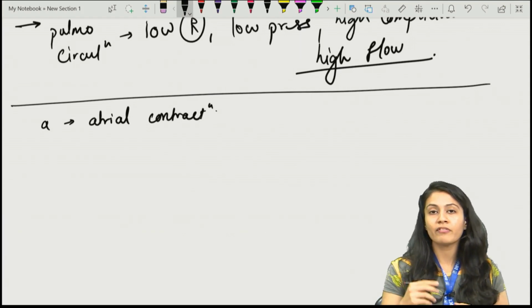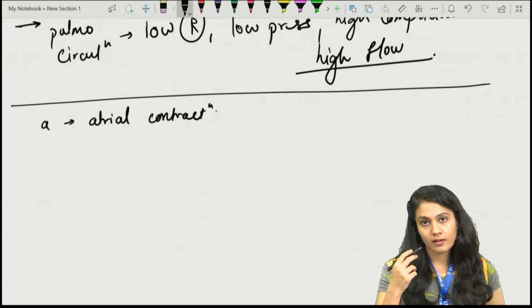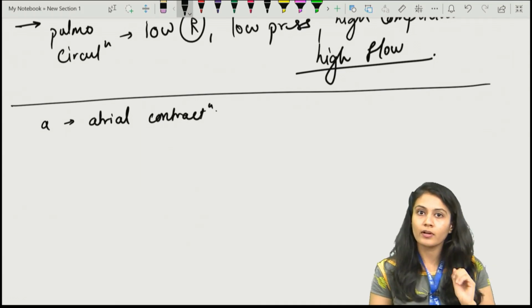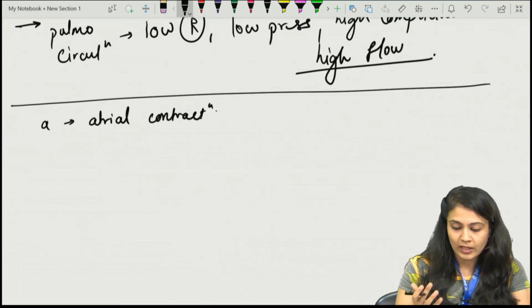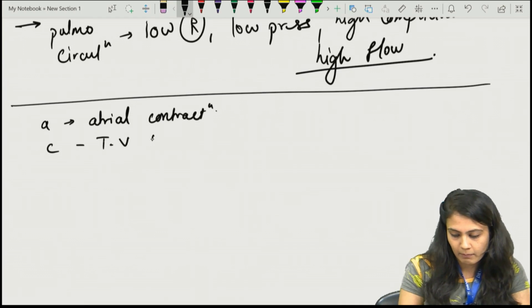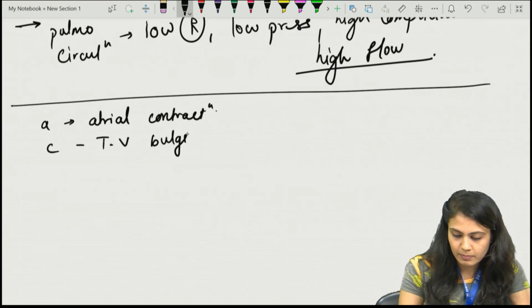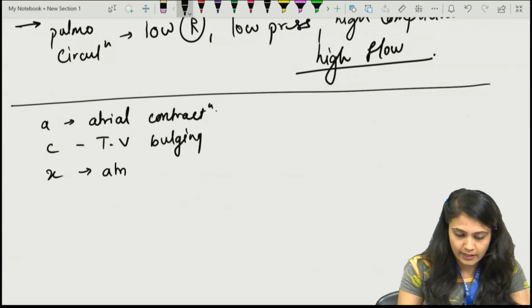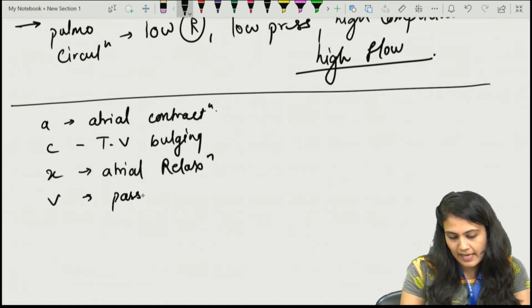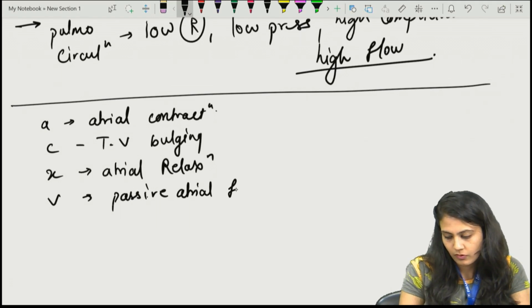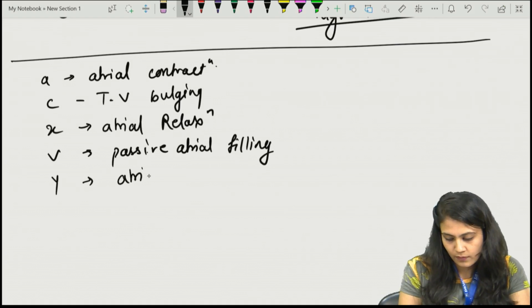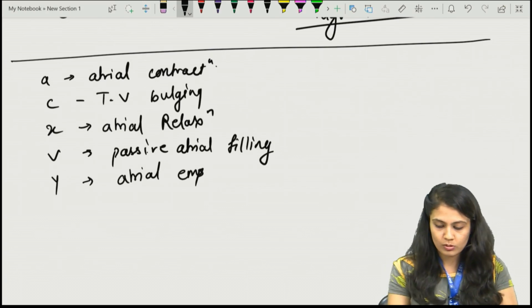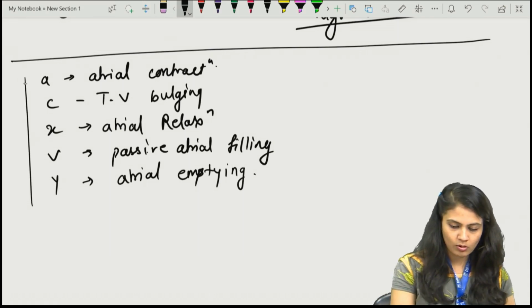Whenever the pressure in the atria is increased, the wave gives a positive deflection, and whenever the atrial pressure is decreased, it gives a negative deflection, that is the negative waves, X and Y descent. So the A wave is caused due to atrial contraction. The C wave is due to tricuspid valve bulging. The X descent is due to atrial relaxation. The V wave is due to passive atrial filling through the superior and inferior vena cava. Then Y, once it is filled, the atria will be emptied into the ventricle, so atrial emptying. These are the causes of the JVP waves.